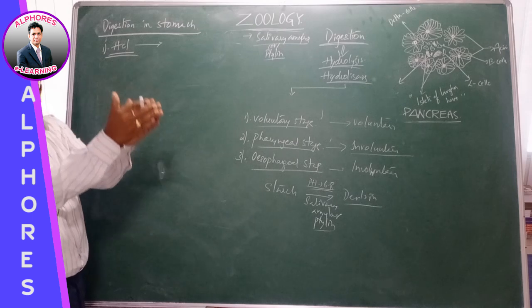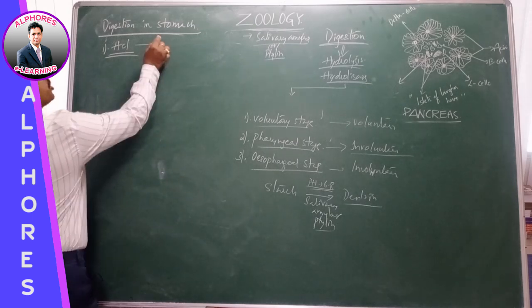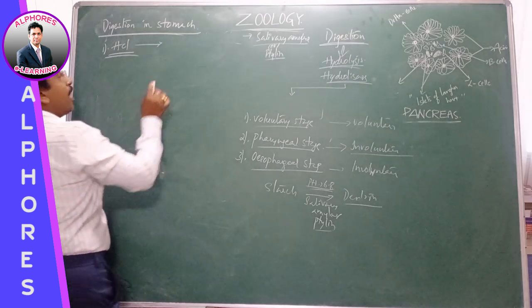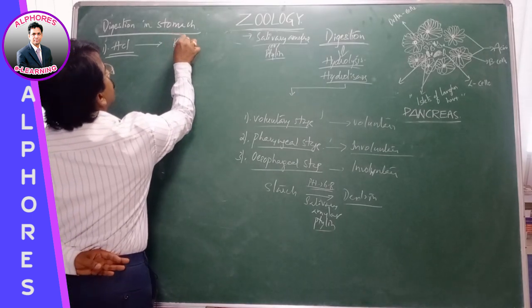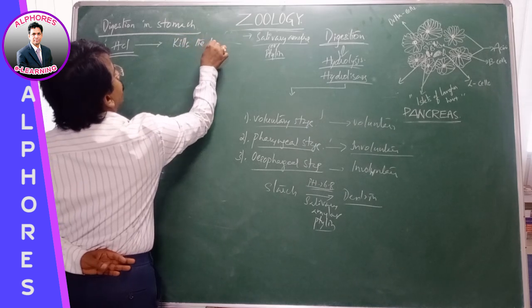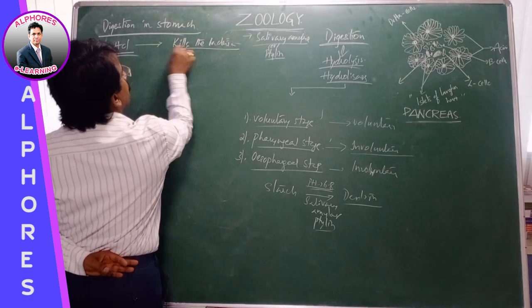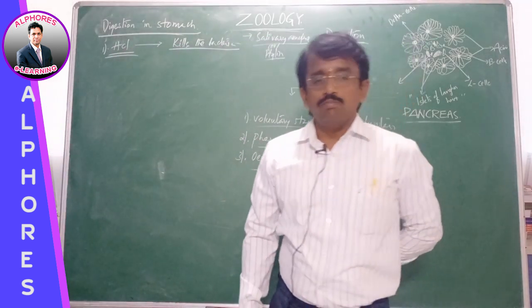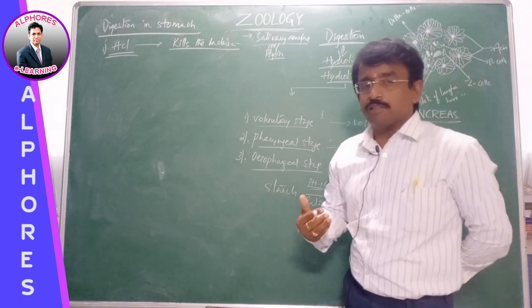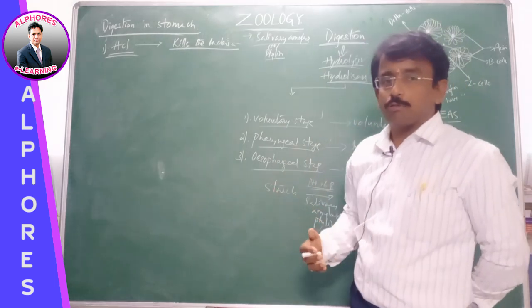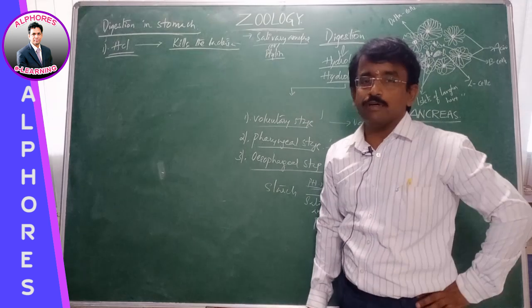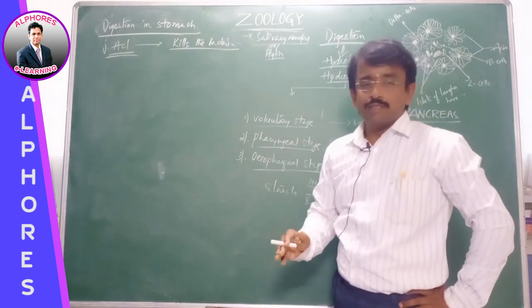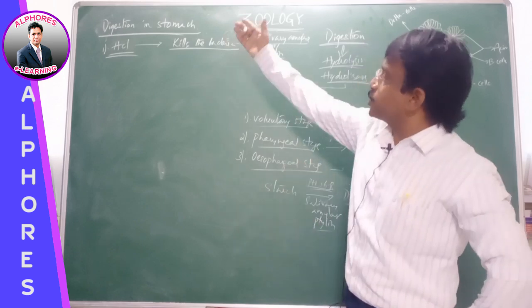So we'll discuss all these functions one after another. HCl is highly acidic. This HCl plays a role in killing bacteria. Generally, when we take food, if it includes any microbes, they are killed by the HCl itself.